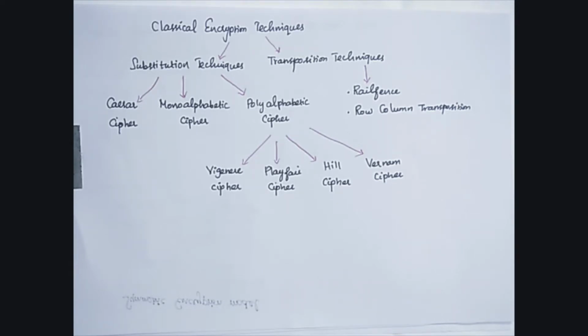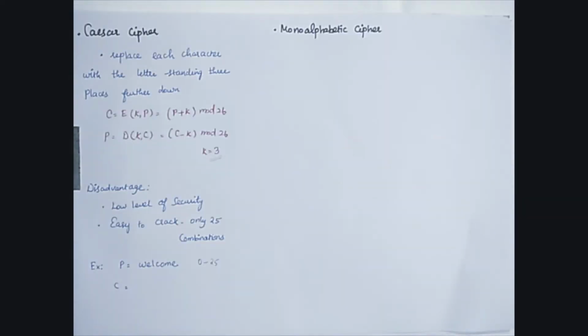The examples of substitution techniques are: first, Caesar cipher; second, monoalphabetic cipher; third, polyalphabetic cipher, which is further classified into Vigenere cipher, Playfair cipher, Hill cipher, and Vernam cipher. The examples of transposition techniques are rail fence and row column transposition. Let's see them one by one.